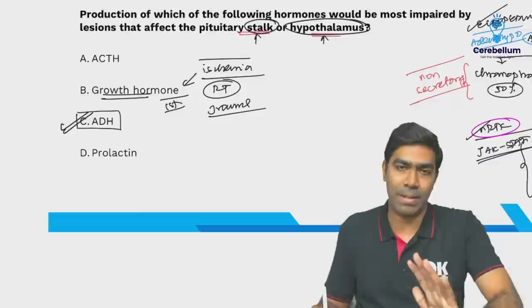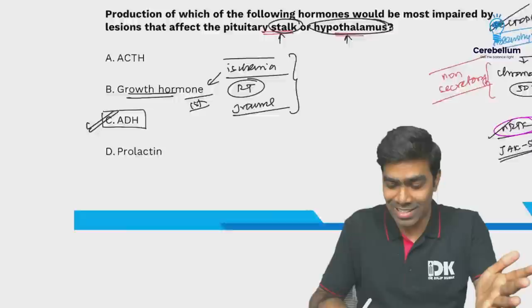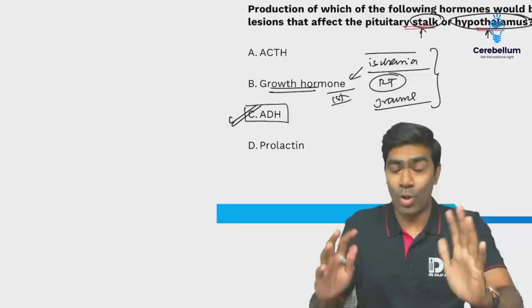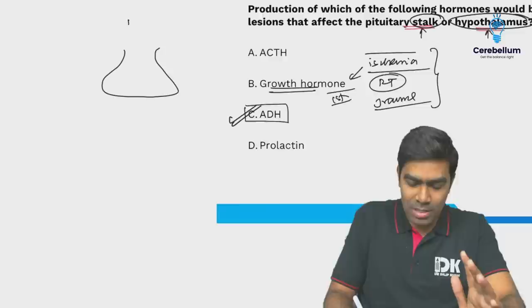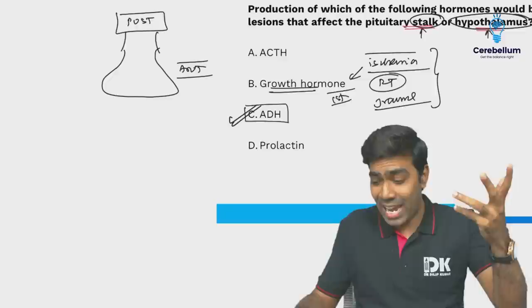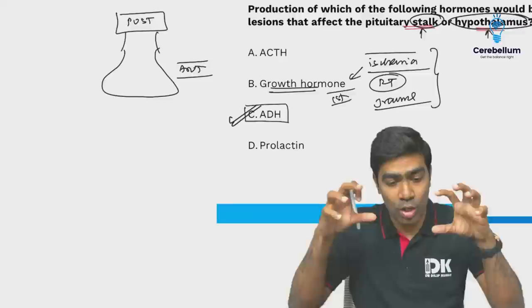Now understand that in these conditions, the growth hormone is affected first. Why is growth hormone affected first in these conditions? For that, you need to know the distribution of cells in the anterior pituitary. Let us assume this is the anterior pituitary and this is the posterior pituitary. We are not talking about the posterior pituitary. So this entire section is the anterior pituitary. In the anterior pituitary, where will be the location of the growth hormone producing cells and prolactin producing cells?